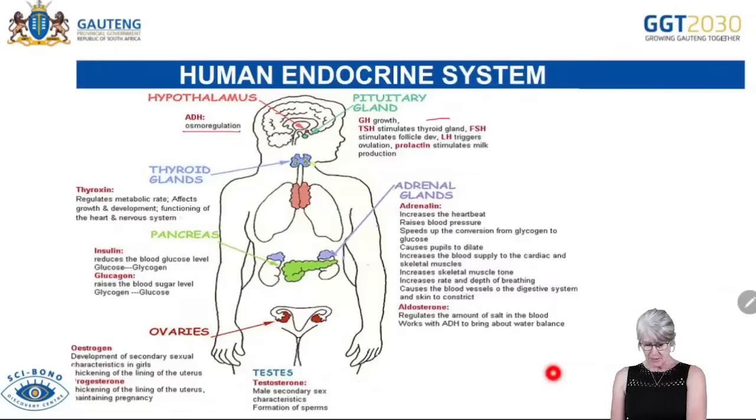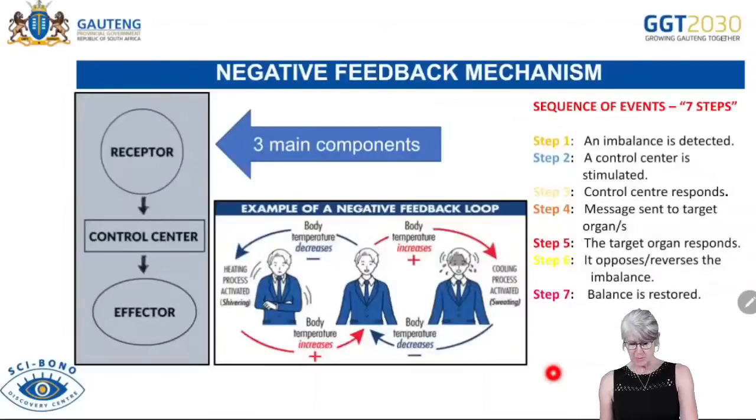We're going to look at the thyroid gland, which produces thyroxine, the pancreas, which produces two hormones, insulin and glucagon, the adrenal glands, which produce adrenaline and aldosterone, and then in females, the ovaries, which produce estrogen and progesterone, and the testes in males, which produce testosterone. Okay, so you need to know those hormones.